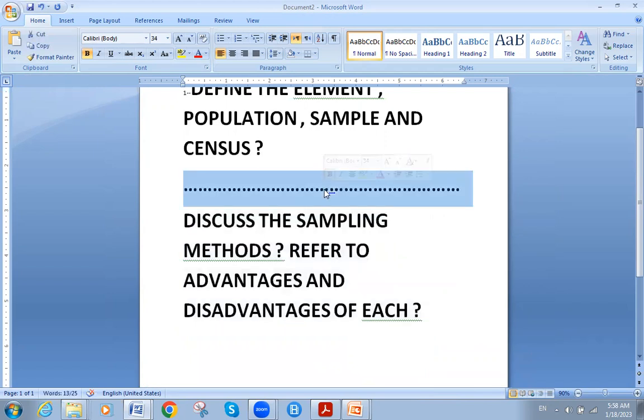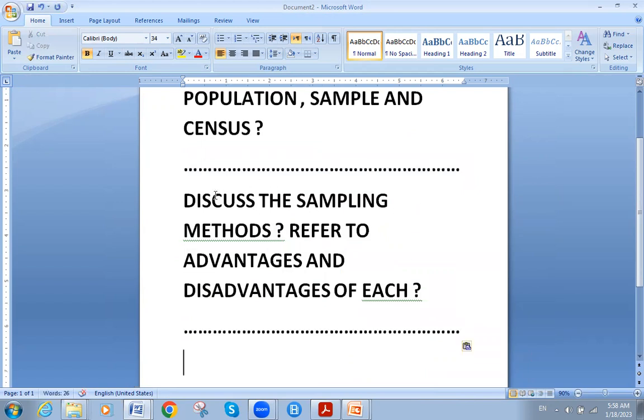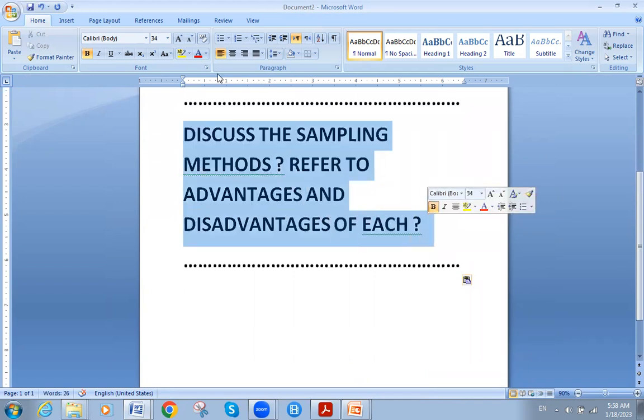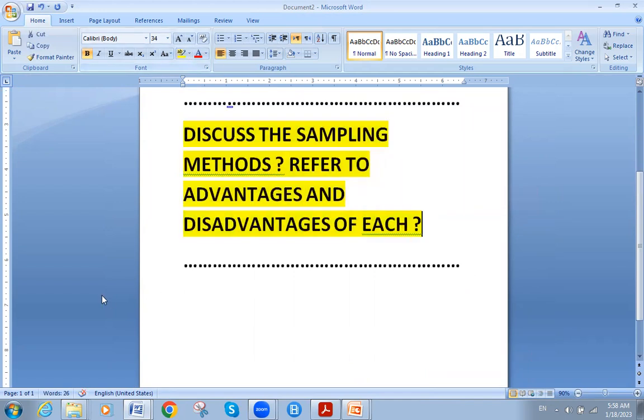So this is the question here in this part. I wish I could get your answer, guys. I'll be here like around 5 minutes to answer this question. Discuss sampling methods and refer to the advantages and disadvantages of each of these sampling methods. So that is the points now. We'll wait here like around 5 minutes to get the answers back. Just a quick reminder.